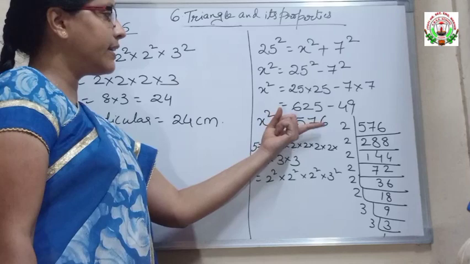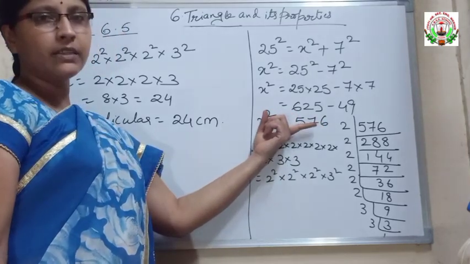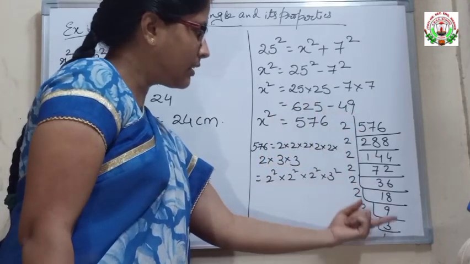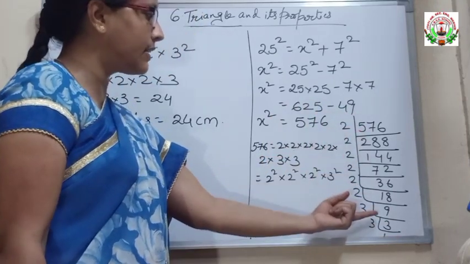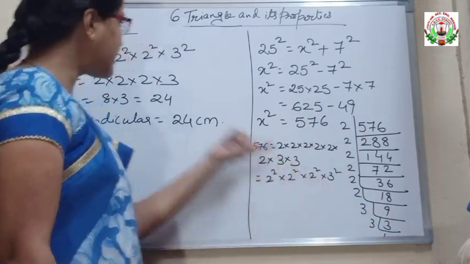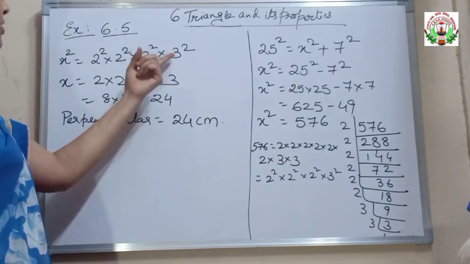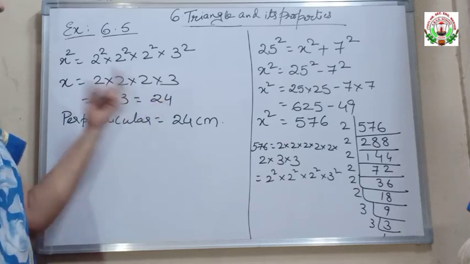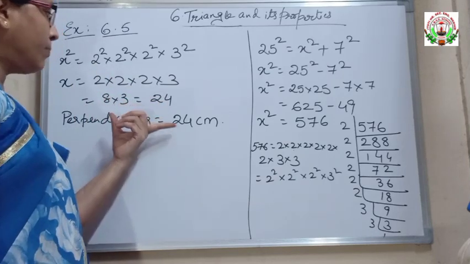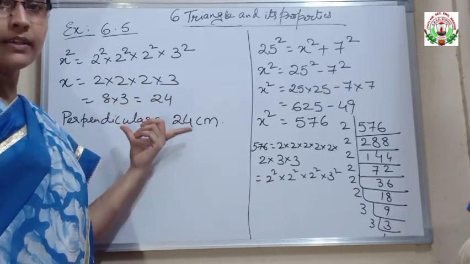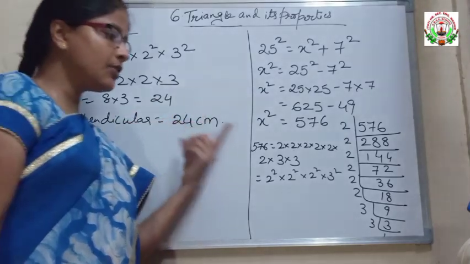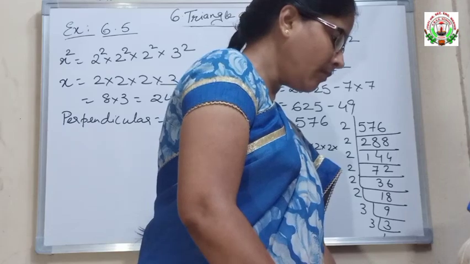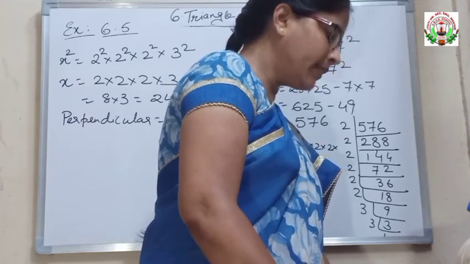x square is 576. I wrote this 576 in the form of squares. So I took out the LCM of this 576, I got this, and I cancelled the squares on both sides, and I got the answer as 8 3s are 24 centimeters. So the perpendicular distance is 24 centimeters. This is your second one. In the same way, a lot of questions are there. Let me do the third one.